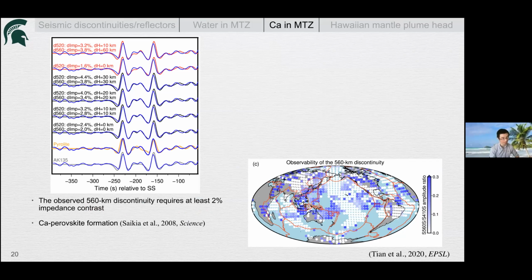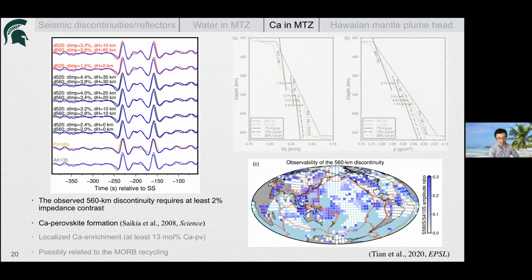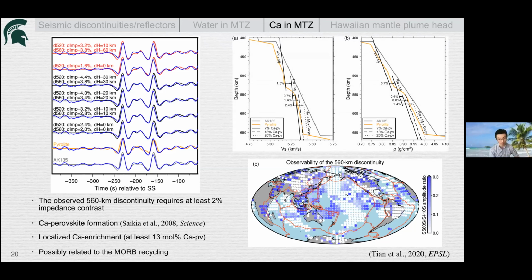So what caused that impedance contrast? This is a paper published more than 10 years ago by mineral physicists. They discovered that the formation of calcium perovskite can cause that strong signal of 560 discontinuity. However, this is the work done by Mingda Liu, our PhD student of mineral physics in our department. He discovered that if you just have a regular composition, then the formation of calcium perovskite is not sufficient to create such a strong seismic signal.